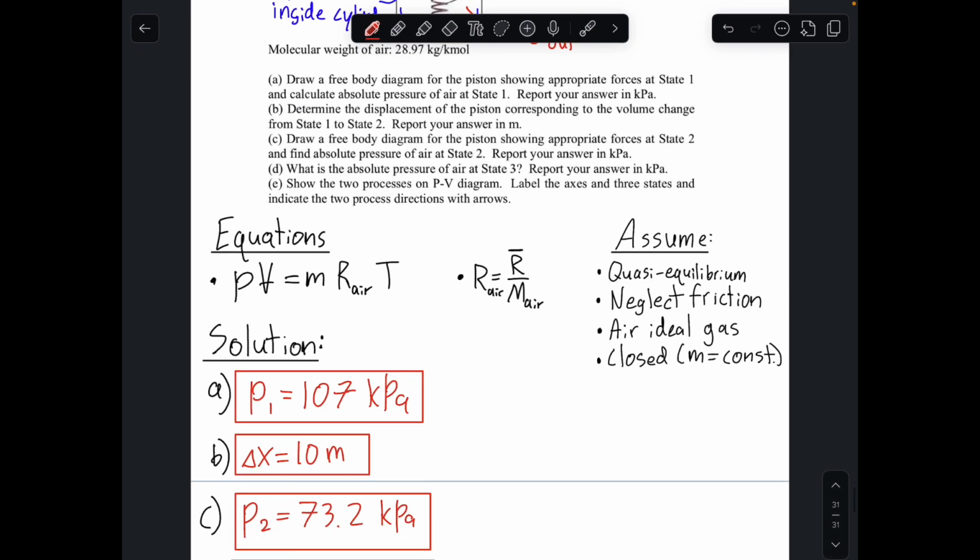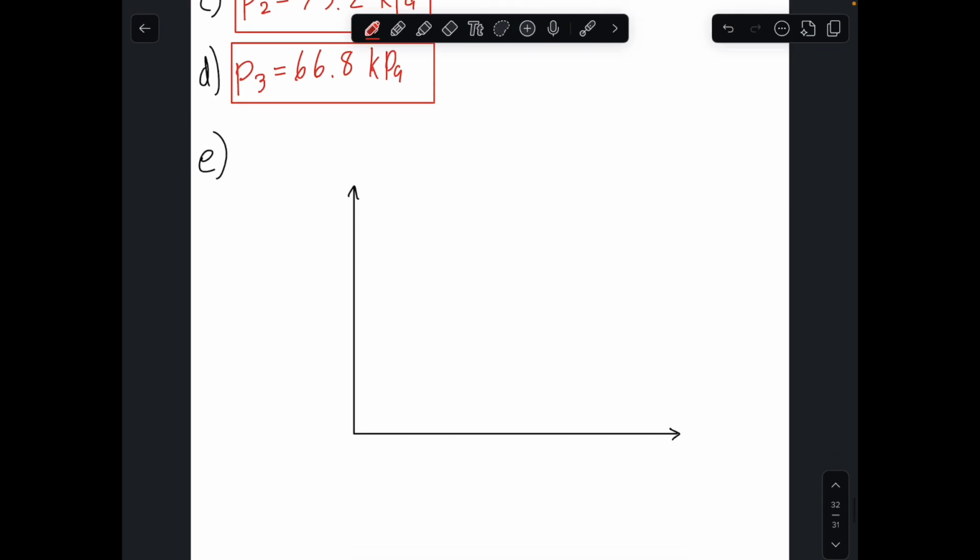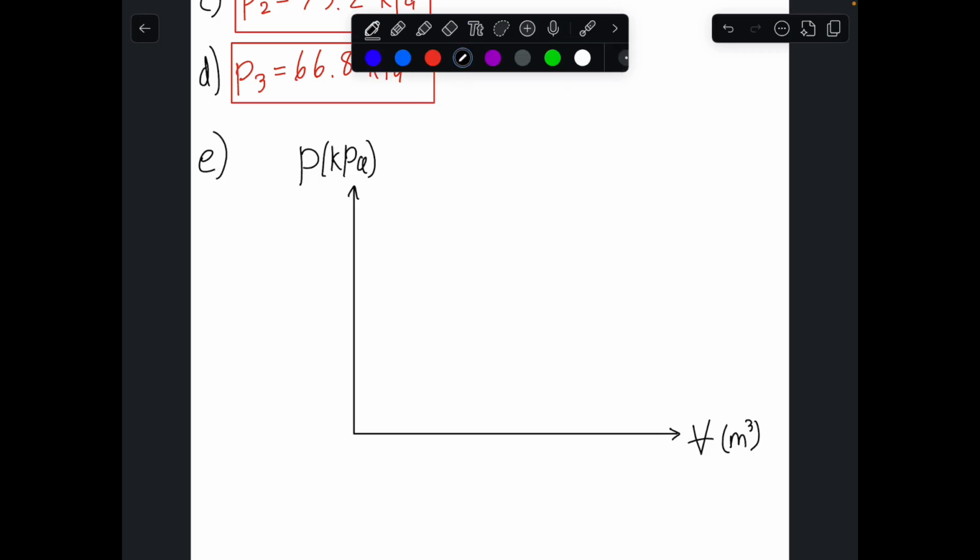So let's scroll down to our diagram and start labeling those points. So we should have pressure on the vertical axis here like normal, and we'll label that in kilopascals. And then now we'll have total volume on the horizontal axis, so that will be in cubic meters instead of our specific volume, which is usually in meters cubed per kilogram. So now we just need to label our points on this graph first.